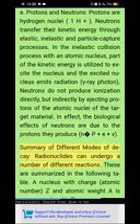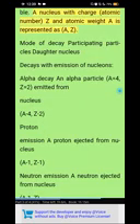Summary of different modes of decay. Radionuclides can undergo a number of different reactions. These are summarized in the following table. A nucleus with atomic number Z and atomic weight A is represented as A, Z. Mode of decay, participating particles, daughter nucleus.